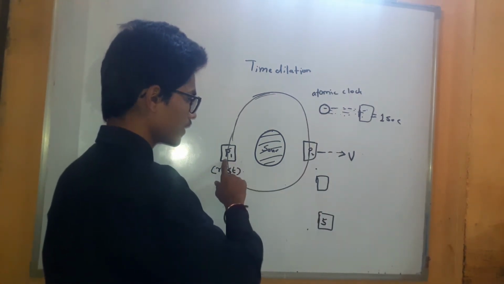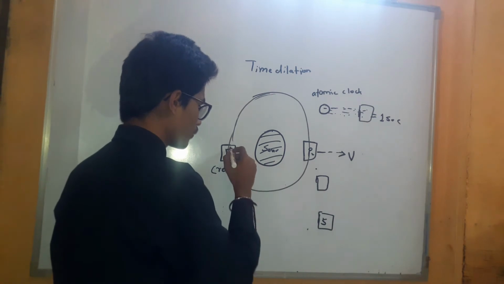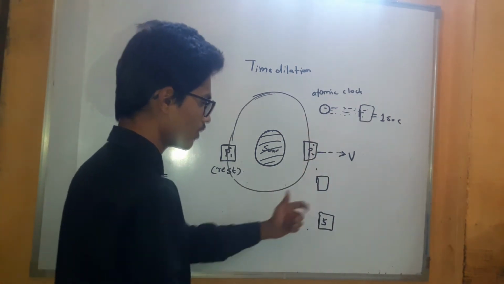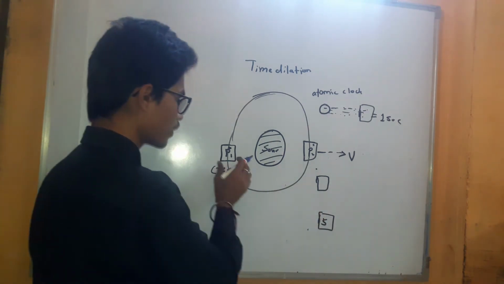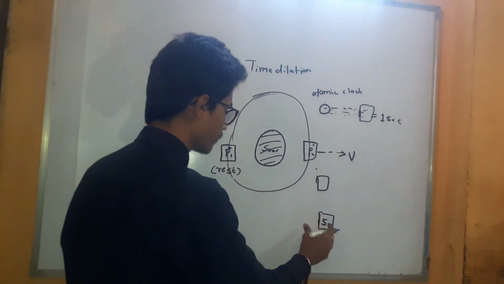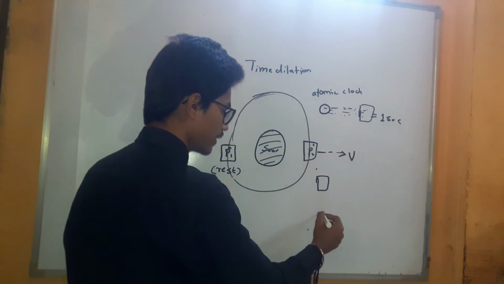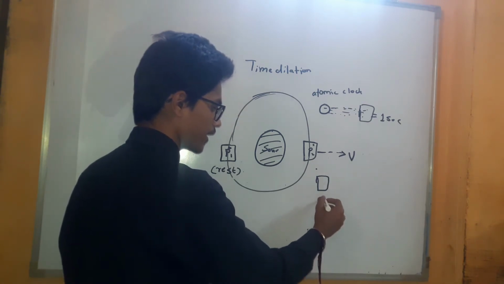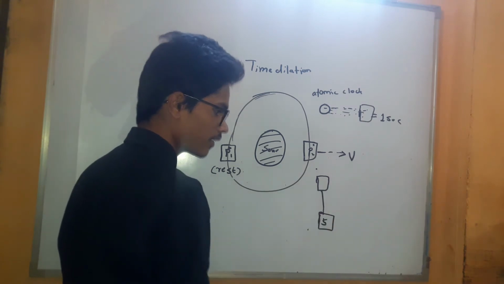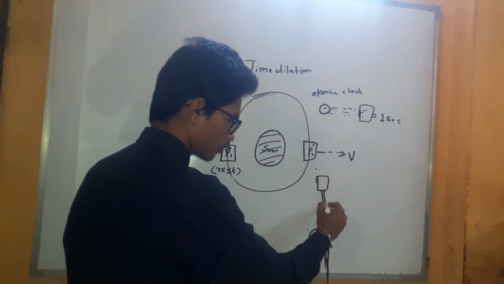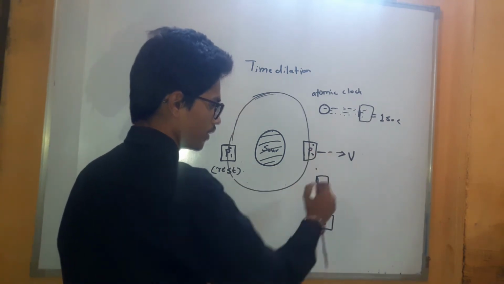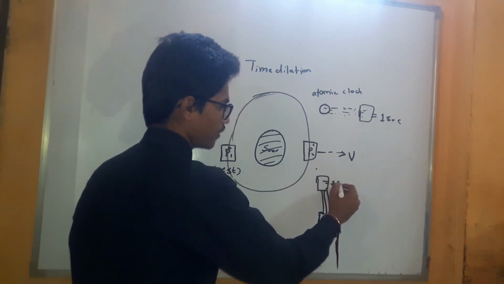So we place one atomic clock here and another atomic clock here. For the atomic clock placed at P1, the source emits radiation at one time, it hits there and goes back to the source and again back to the atomic clock, then it shows 1 second.